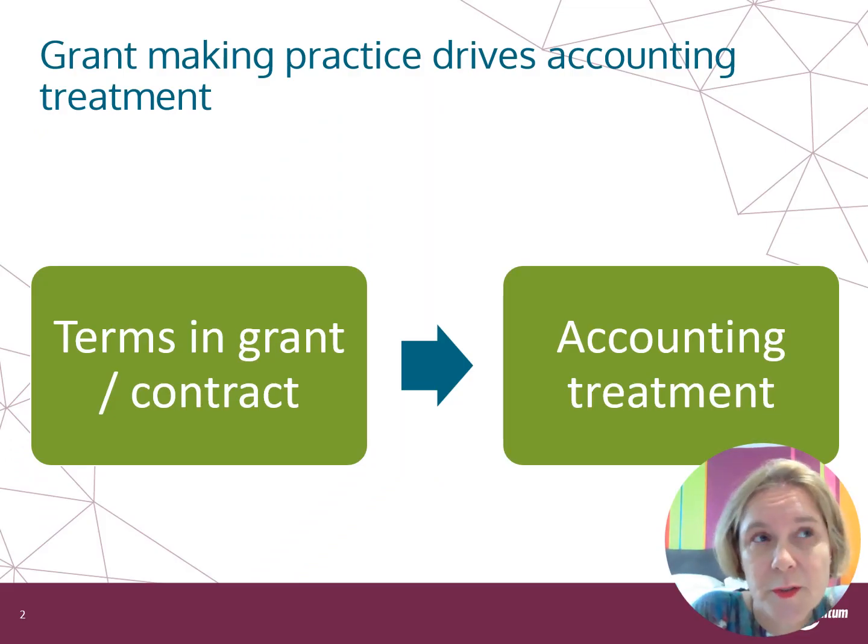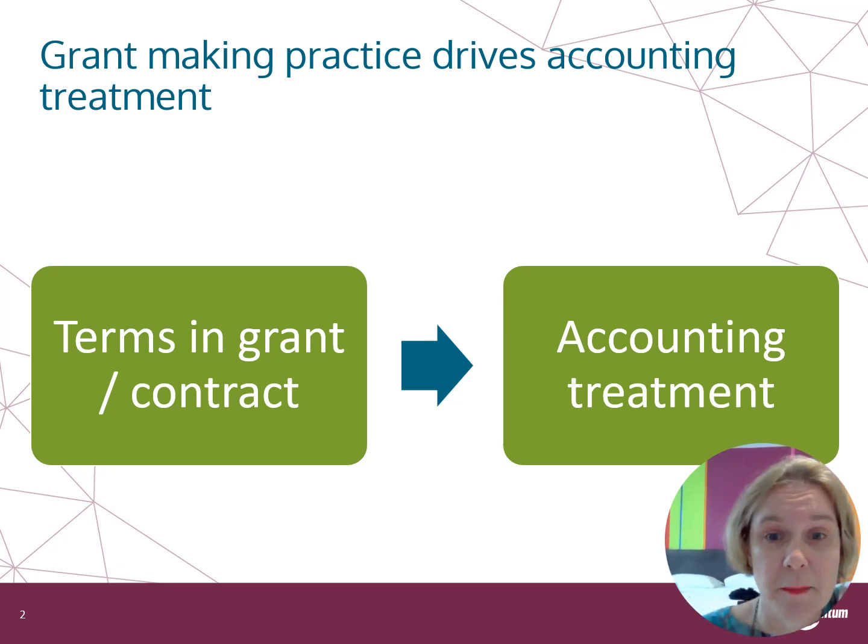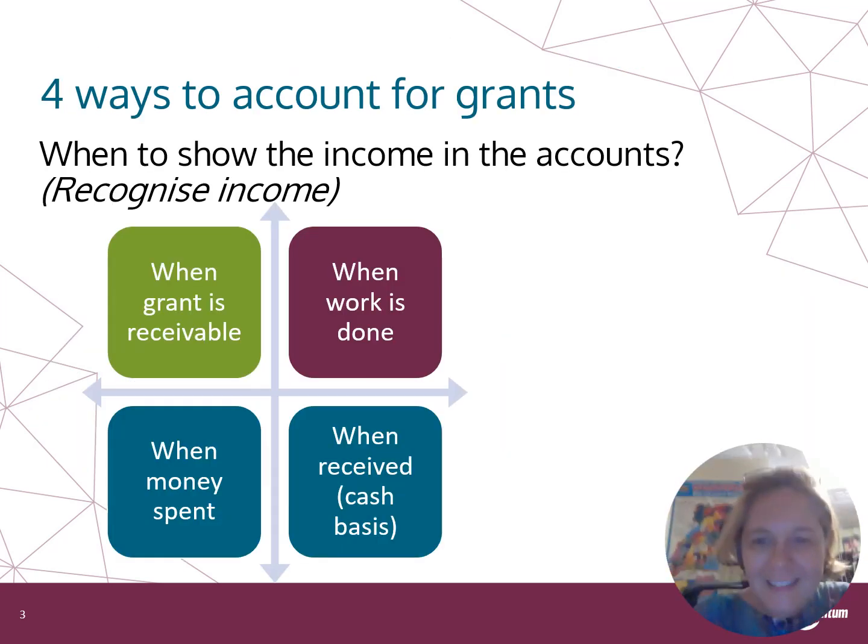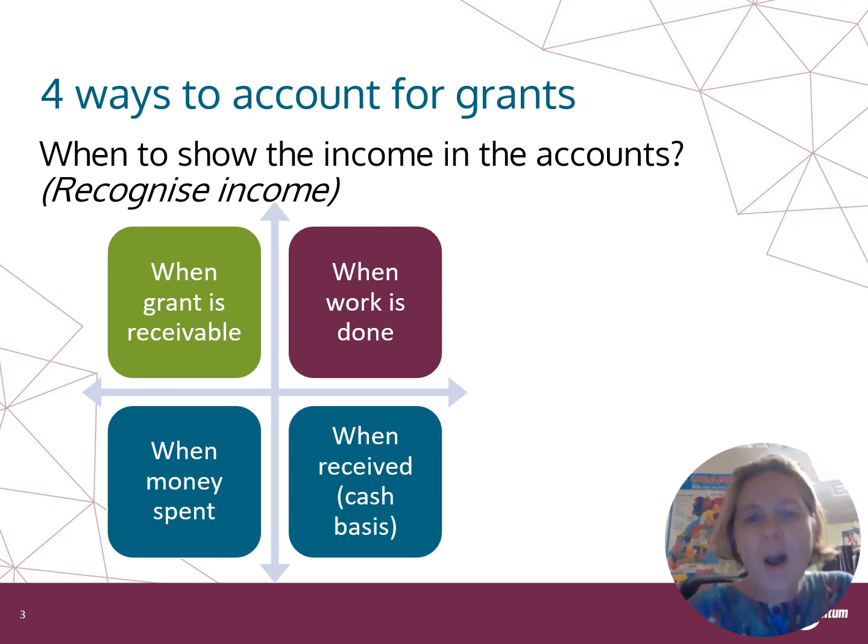So when it comes to accounting for grants, the key driver is the contents of the terms of the grant agreement or the contract. That's the basic driver of the accounting treatment. You can't decide accounting treatment separate from what the terms of the grant are. So there are basically four different ways that you can recognise income. That's the fancy word that accountants use for when you show the income in the accounts.